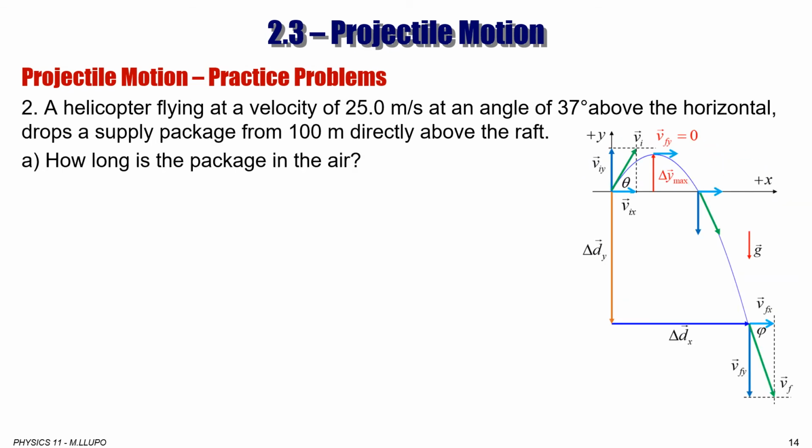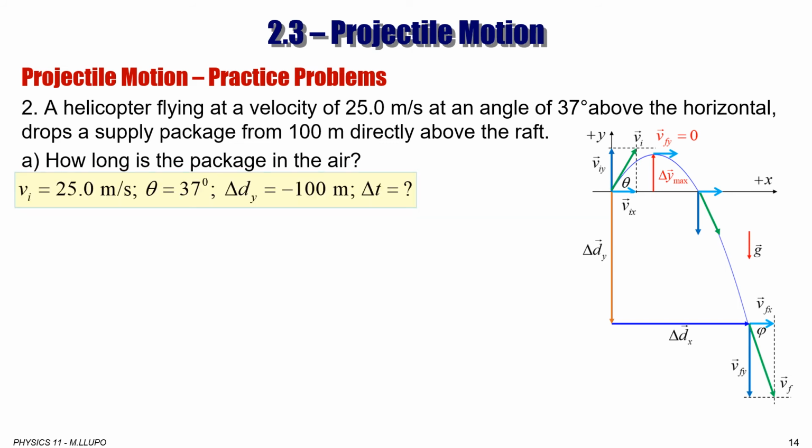Here's another projectile motion practice problem. A helicopter flying at a velocity of 25 meters per second at an angle of 37 degrees above horizontal drops a supply package from 100 meters directly above the raft. How long is the package in the air?